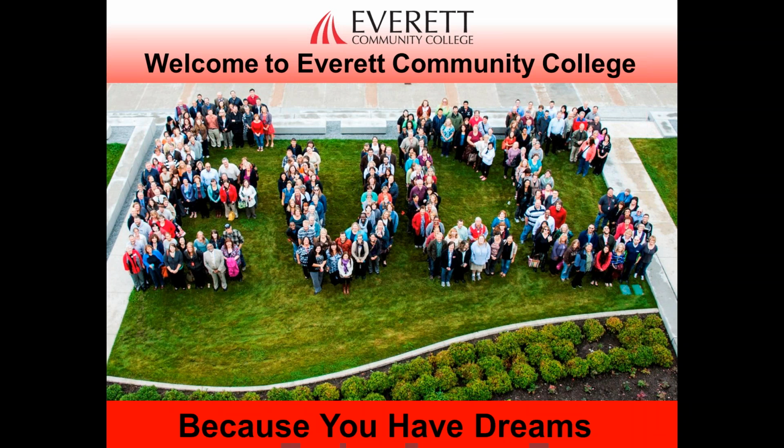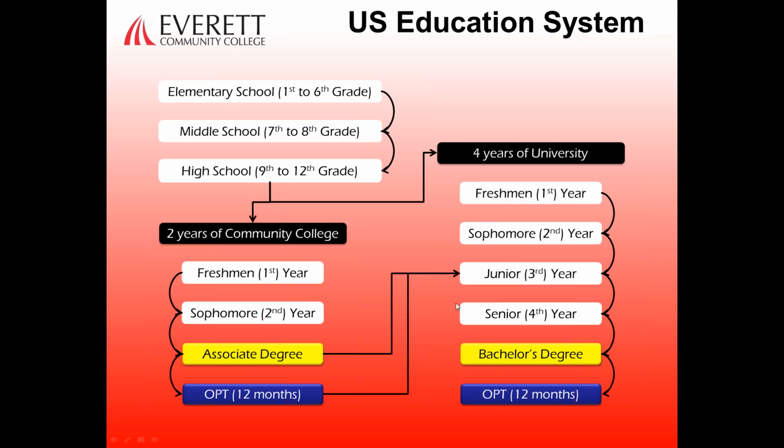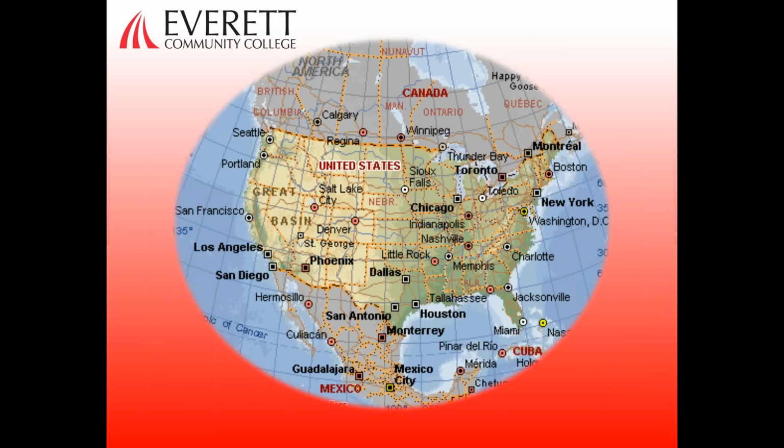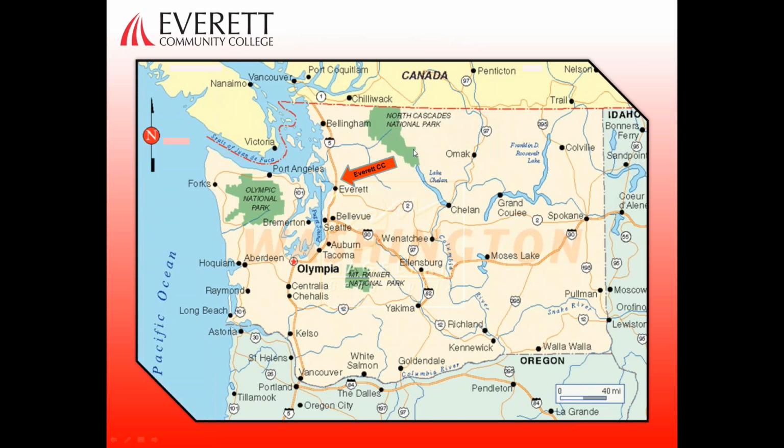So we can move forward here. This is the United States, as many of you are familiar with. And we are located in the Seattle area, so up in the very northwestern corner of the United States. This is the state of Washington. Many of you have heard of Seattle before, or Vancouver, which is in Canada. Everett is kind of right in between Seattle and Vancouver.